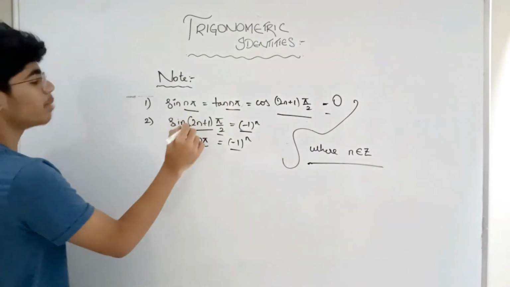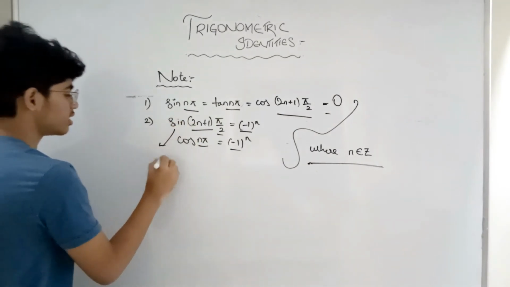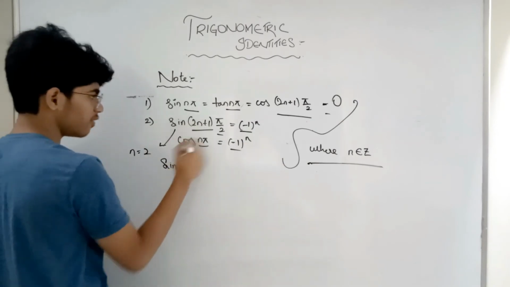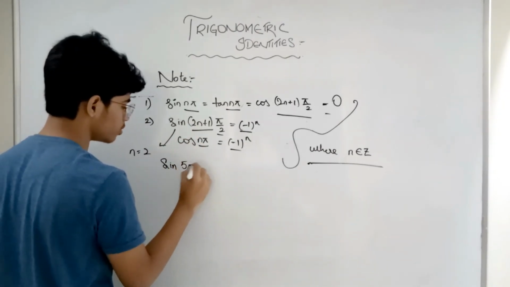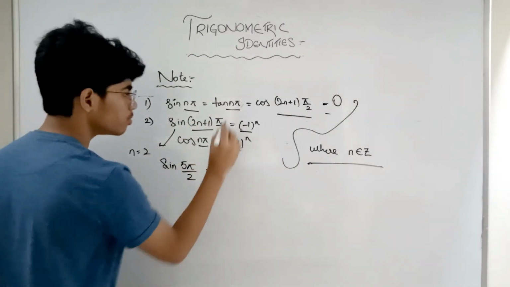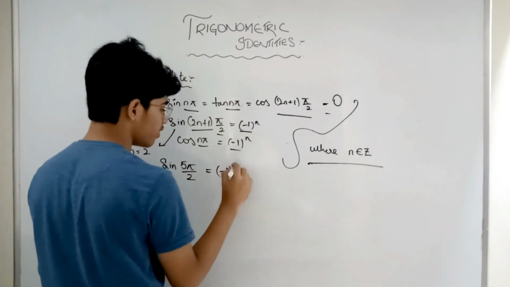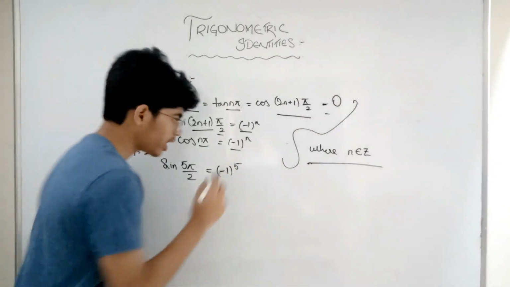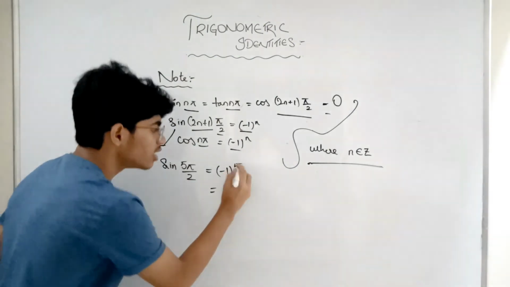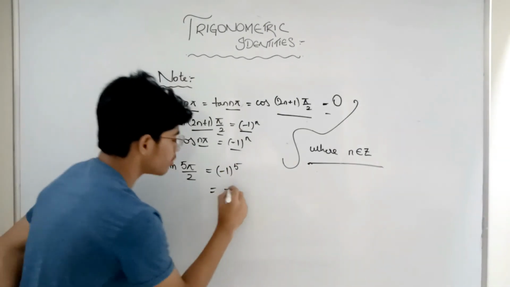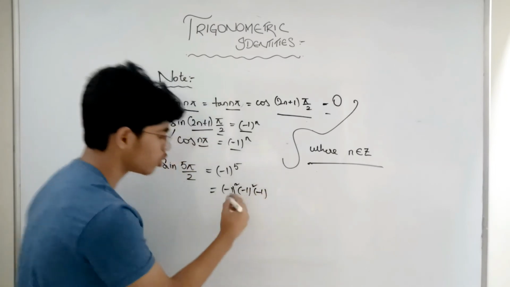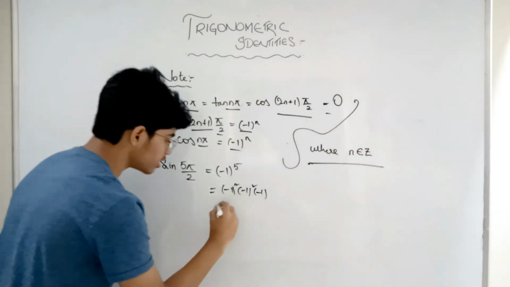So for example, for this sine, we'll take n equal to 2. Okay, so sine of (4 plus 1) 5 pi by 2, right? 4 plus 1, 5 pi by 2 equal to minus 1 whole power 5. So minus 1 into minus 1 into minus 1 into minus 1 into minus 1. So this thing is minus 1 whole power 5, which means minus 1 whole square into minus 1 whole square into minus 1. So minus 1 whole square is 1, 1. And the answer is minus 1.